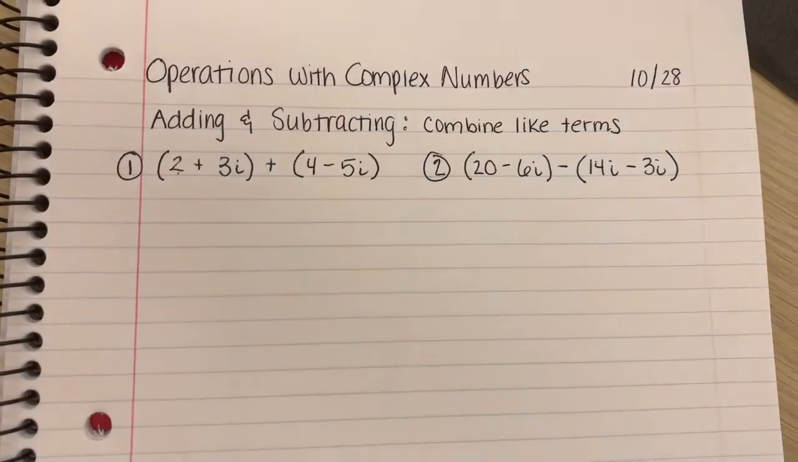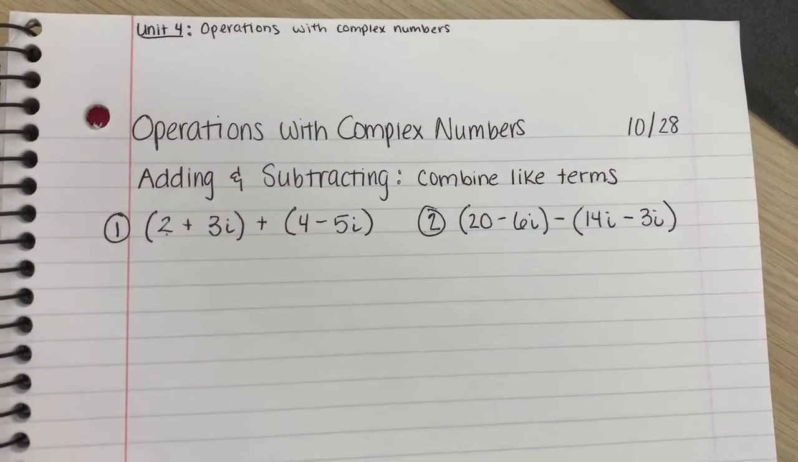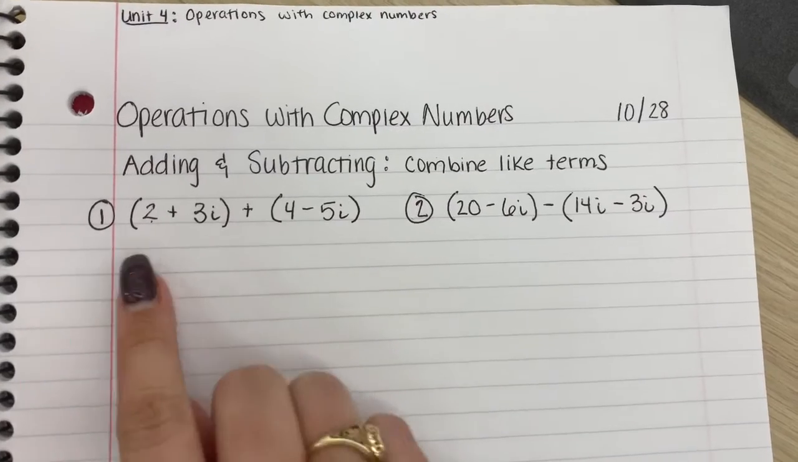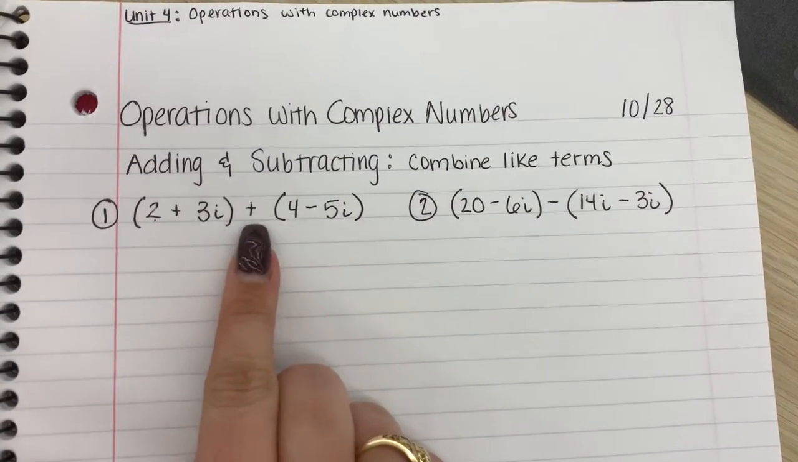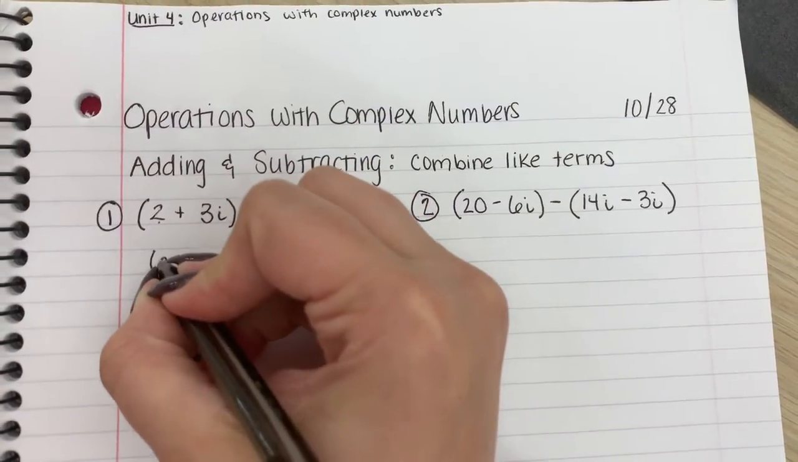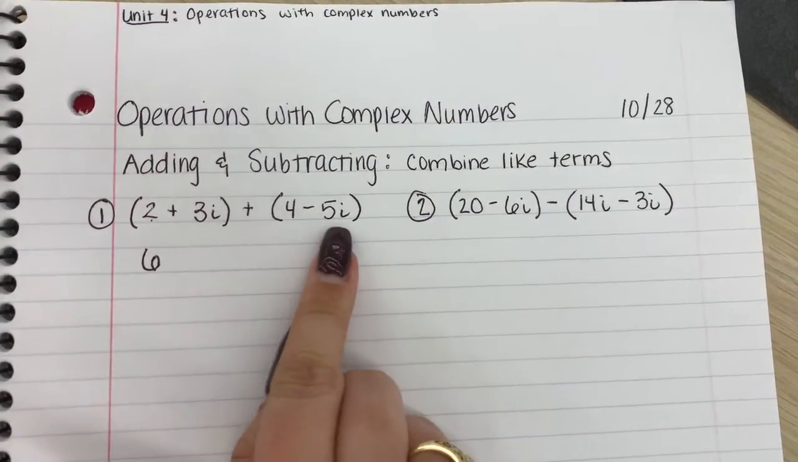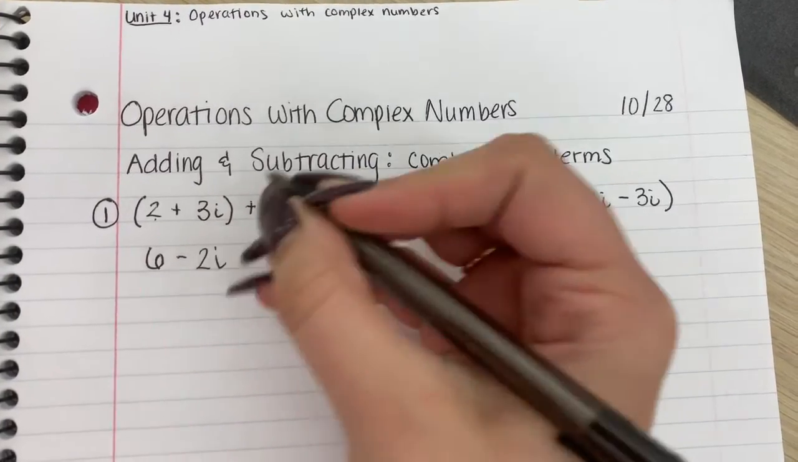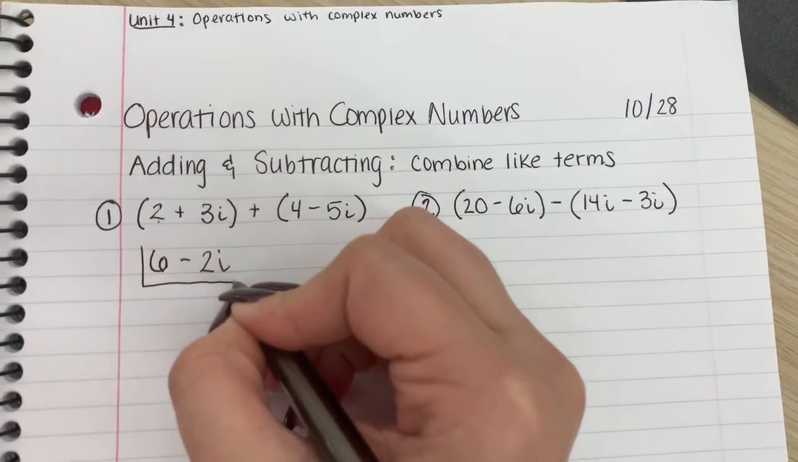So let's talk about adding and subtracting these complex numbers. So this is just like combining like terms. You're dealing with these like you would if they had variables. If there's a plus sign in the middle, you can just combine those like terms. 2 plus 4 is 6, and 3i minus 5i is -2i. The only important part here is that we want to write those i's at the end. So we'll talk about that in a second.